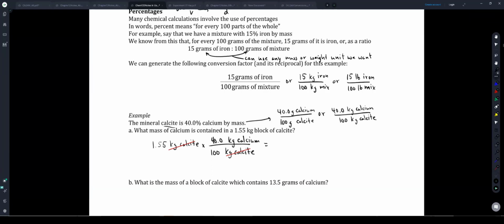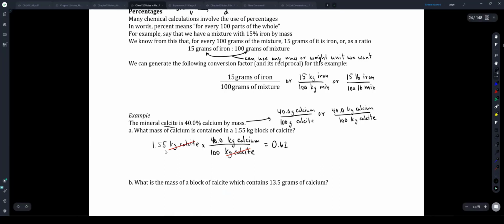Now, I know some people said, well, can't I just multiply by 0.4? Sure, but I need to see the work. I need to see that your units are canceling. So 1.55 times 40 over 100 is the same as times 0.4. The calculator says 0.62, but why is that the wrong answer? What is it not taking into account?